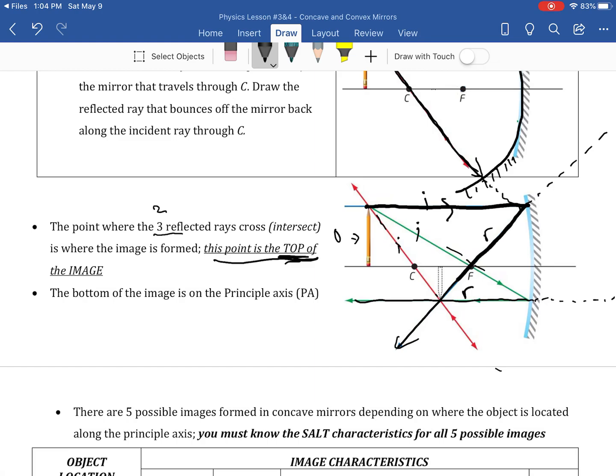So let's take a look. This was one reflective ray. This was another reflective ray. All right? It meets right here. So this is my pencil right here. All right? So that is the top of the pencil. That is my image. So this is the image of the pencil. Okay?